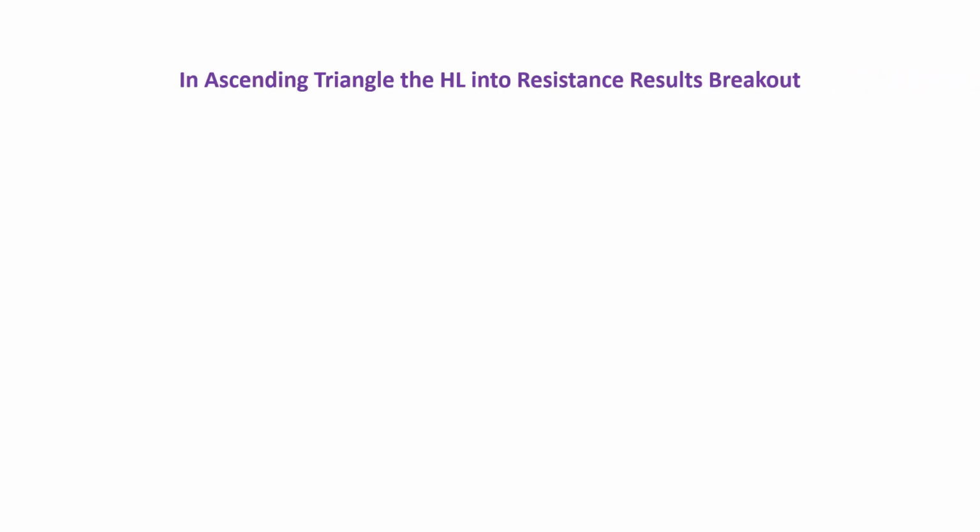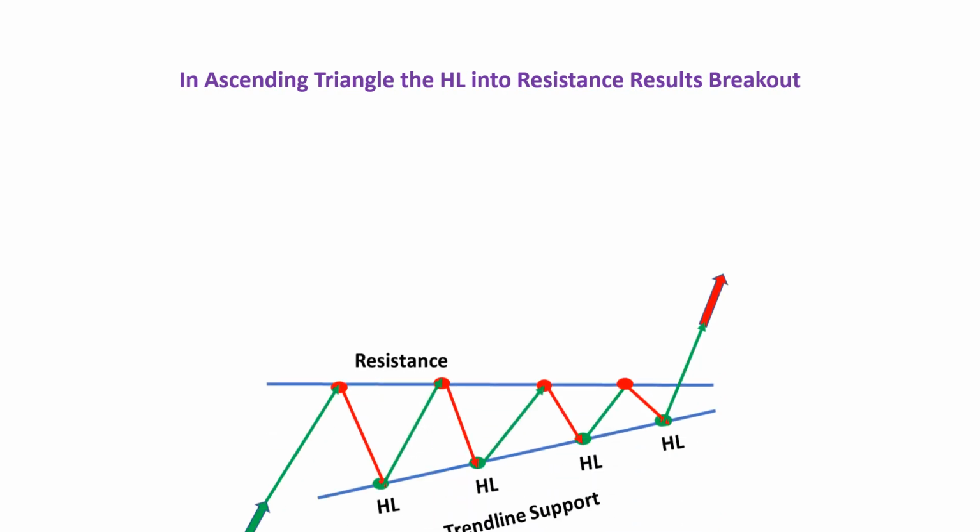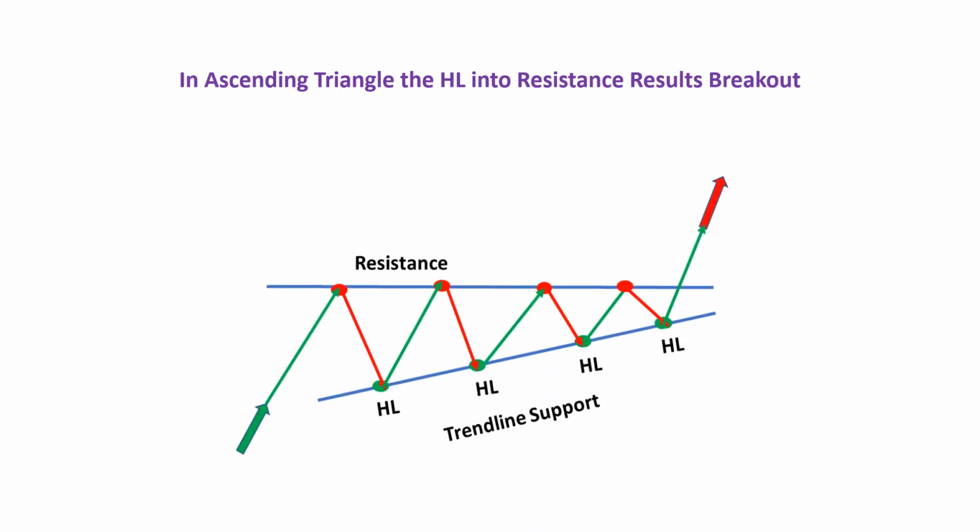In this section, I'm going to talk about ascending and descending triangle patterns. First, in an ascending triangle, the higher lows into resistance result in a breakout. An ascending triangle pattern typically forms within an uptrend. It consists of a horizontal resistance line and a convergent trend line slanting upward.